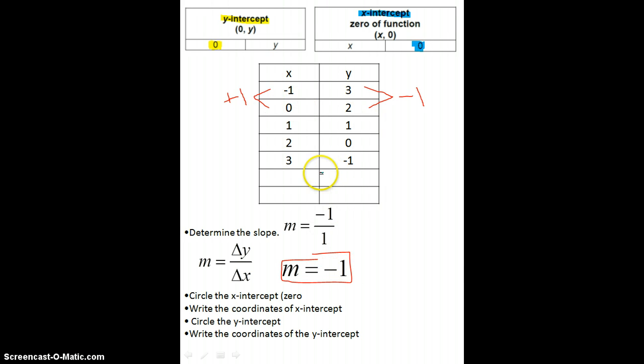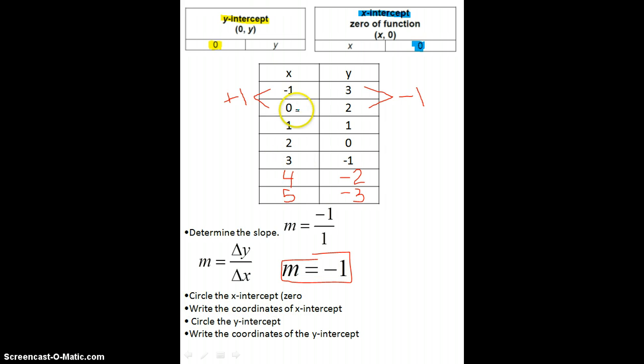Now let's fill out the remainder of the table because we have some empty spaces. Over here I kept subtracting 1. To go from 3 to 2, I subtracted 1. From 2 to 1, I subtracted 1. So down here, if I subtract 1 from -1, I'm going to get -2. If I subtract 1 from -2, I'm going to get -3. Then over here, what did I do? You're right, I did add 1. So if I add 1 to 3, I get 4. And if I add 1 to 4, I get 5. Awesome job.